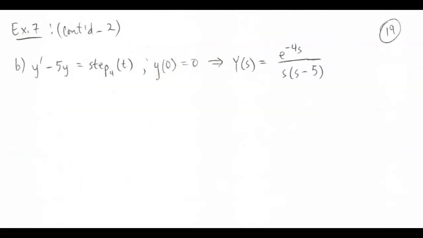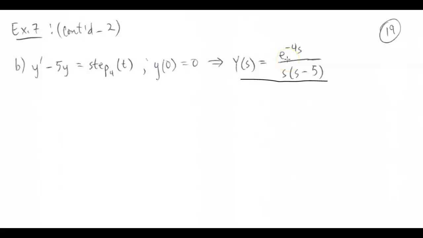So now we have example B. And for this one, we see that this was the ordinary differential equation that we were working with in example 6B with the initial condition of y of 0 is 0. And we found that the Laplace transform of what the solution is supposed to be would look like this.